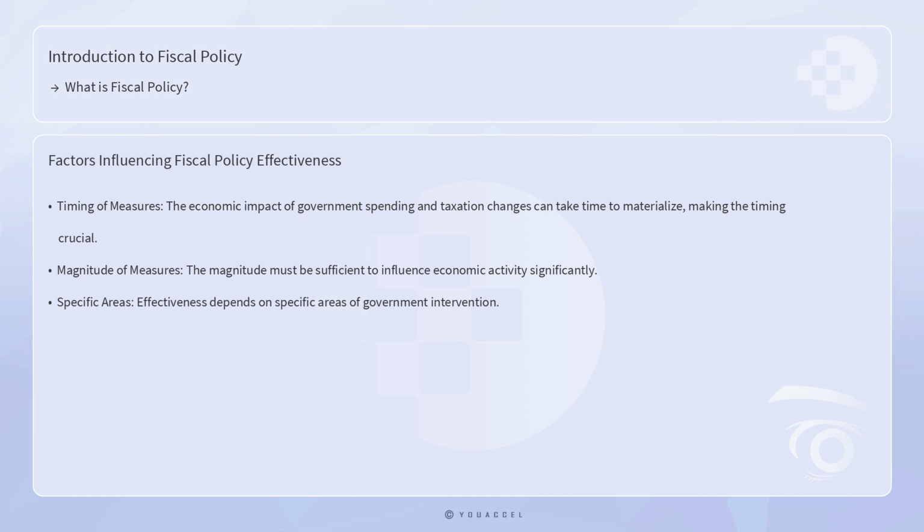Fiscal policy's effectiveness depends on various factors, including the timing, magnitude, and specific areas of government intervention. The timing of fiscal policy measures is crucial because the economic impact of government spending and taxation changes can take time to materialize. If the measures are implemented too late, they may not achieve the desired effect. Additionally, the magnitude of the measures must be sufficient to influence economic activity significantly. Small changes in government spending or taxation may not be enough to counteract a severe economic downturn or curb runaway inflation.